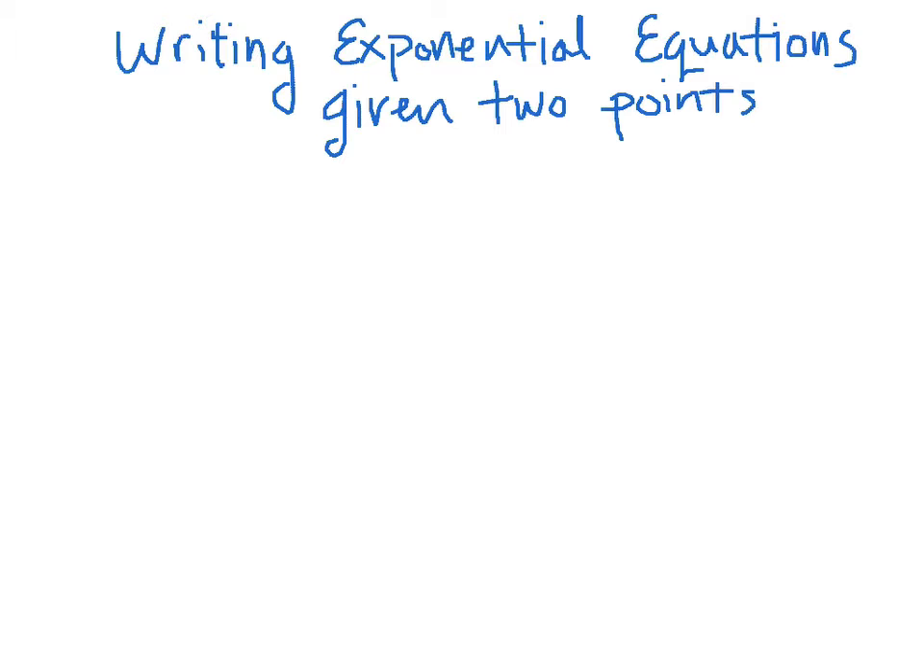In this episode, we're going to take a look at writing exponential equations given 2 points. We're going to be using the form of the exponential equation y equals a b to the x. We're not going to worry about any asymptote other than 0. And we're going to be dividing equations, and it's easiest if we just start off with an example.